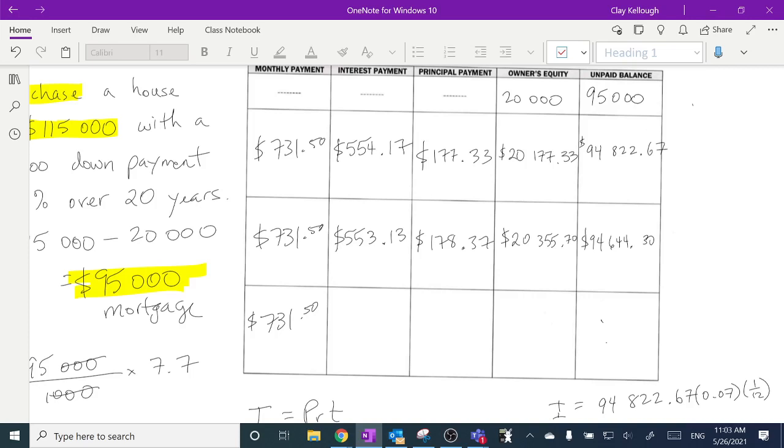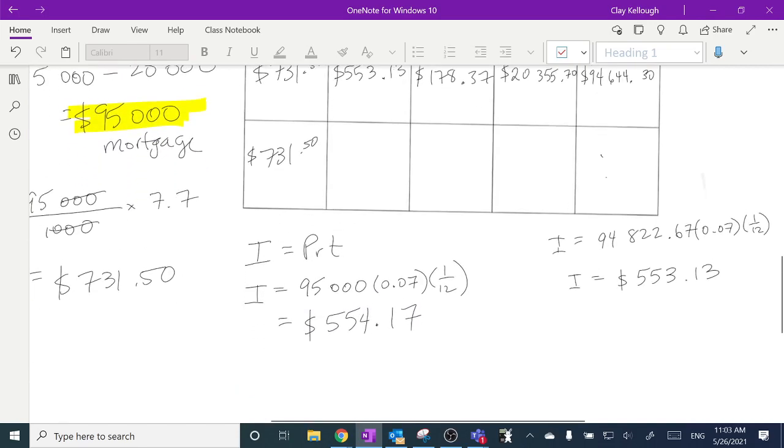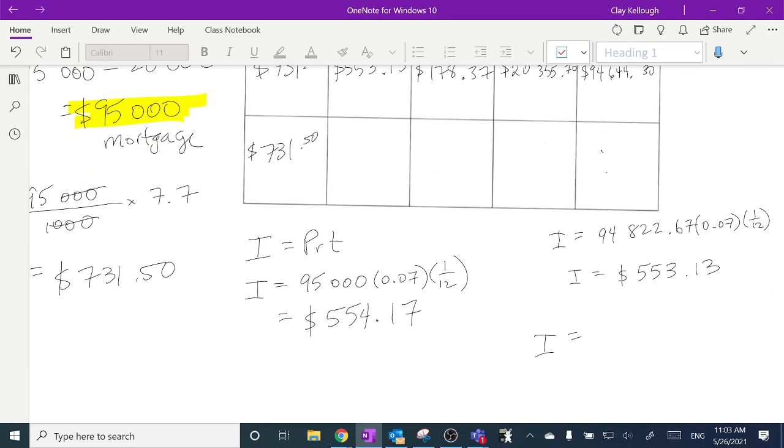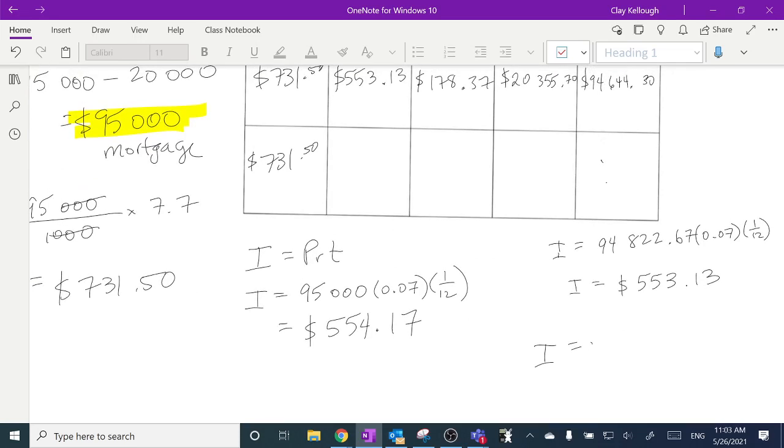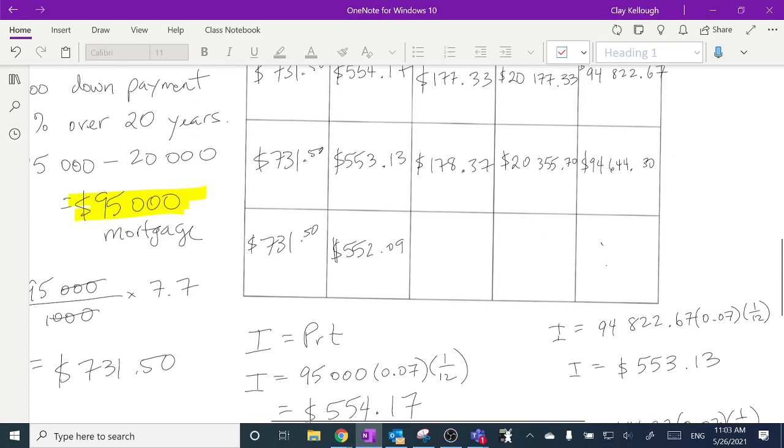Okay, now I got one more calculation to make. This is now my new principal for month 3. So for month 3, interest is principal, which is that new number, $94,644.30, times rate times time. And my new payment to interest is $552.09. Okay? So now, last 3 calculations.